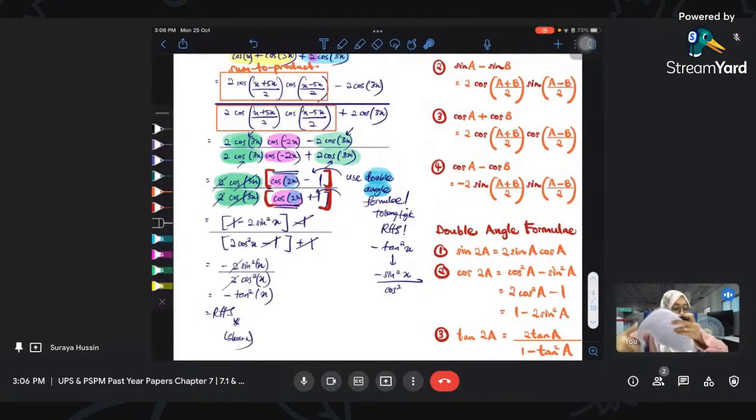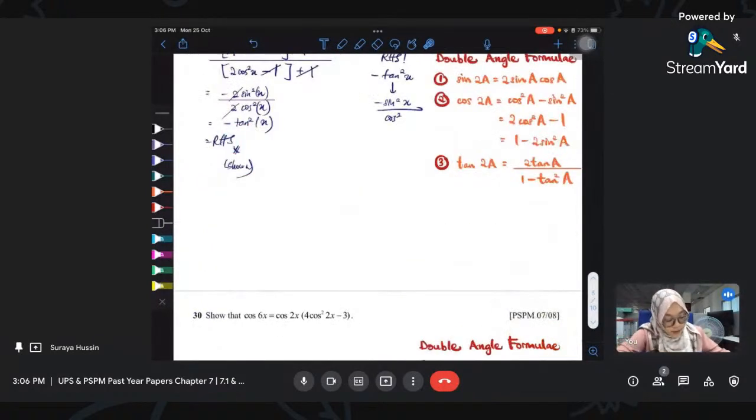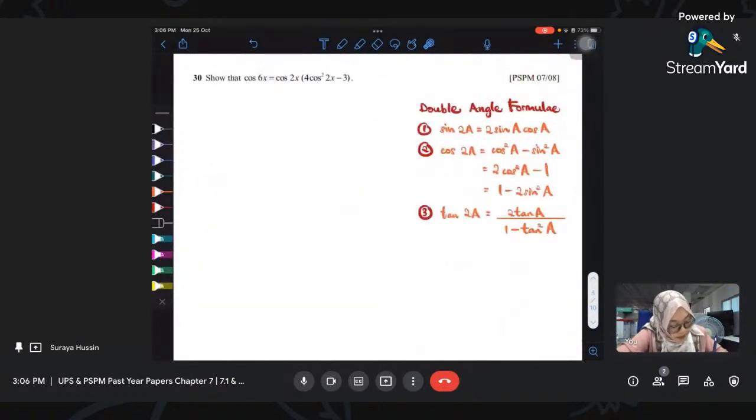Sebab dah pukul 3 kan, saya memang harapnya ada sempat lah untuk ajar semua. So here, as I said to you all, double angle. Actually, bukan double angle sahaja yang kita boleh try dekat sini.